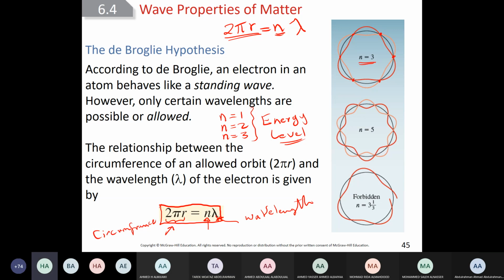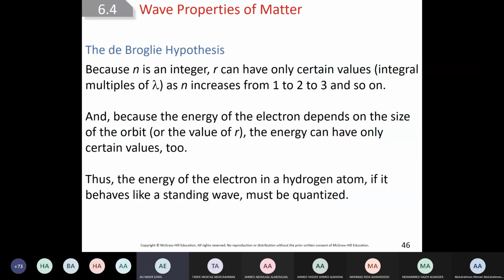What's n? Energy level. What's lambda? Wavelength. And what's 2 pi r? Circle circumference. What's r in particular? Radius of the circle. What's pi? 3.14, exactly.